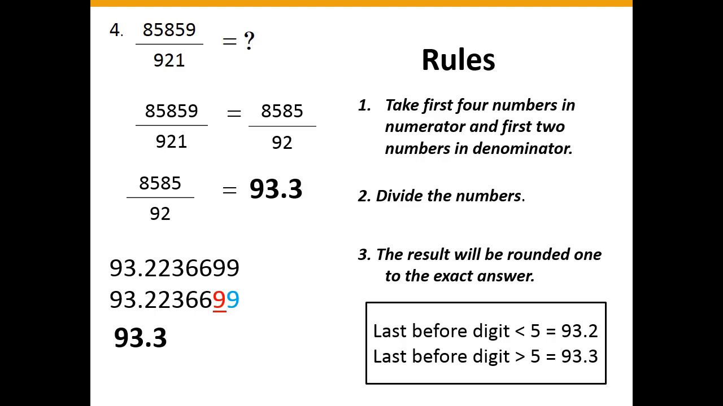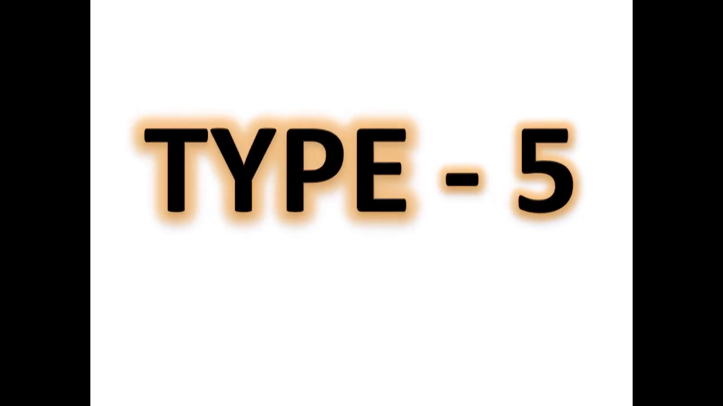Did you understand type 4, friends? Okay, let's move to another type. It is type 5. Okay friends, now in this type 5 method, we are going to solve the sum when the numbers in the numerator are lesser than the denominator and the difference of the digits is 2. I know that you can't understand clearly. Actually, it is the opposite of type 4.